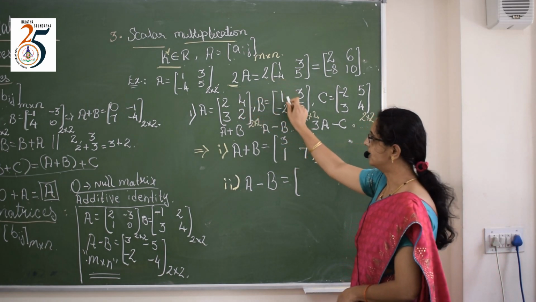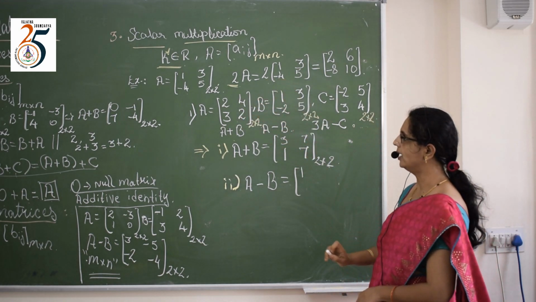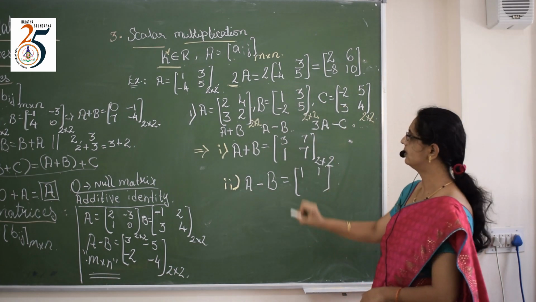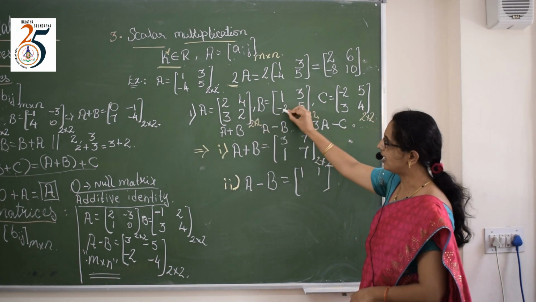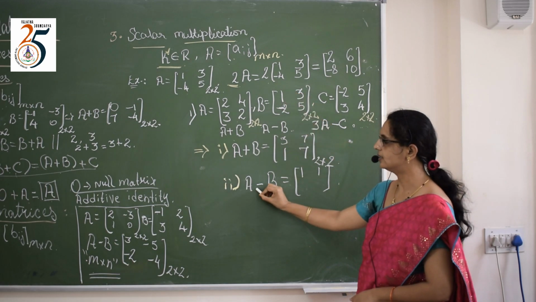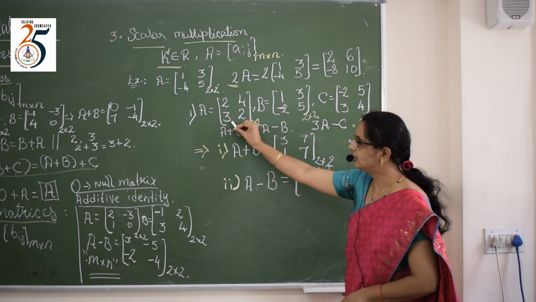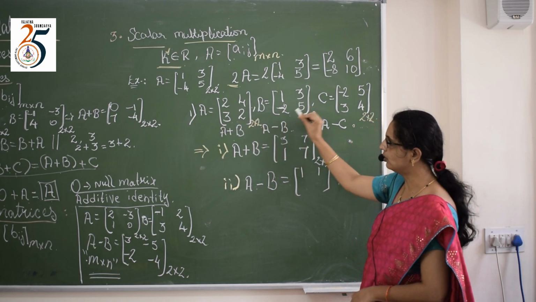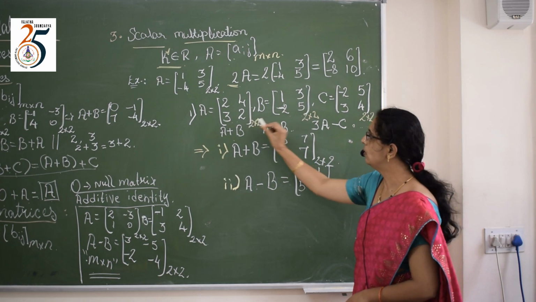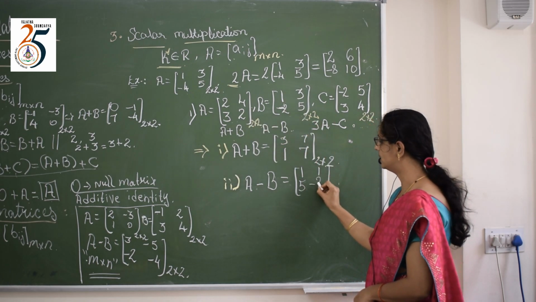2 minus 1 gives us 1. 4 minus 3 is once again 1 itself, doesn't matter. 3, be careful students here, it's already minus 1 here. Minus into minus gives us plus. So, 3 minus of minus 2 is 3 plus 2, which gives us 5. 2 minus 5 is minus 3.